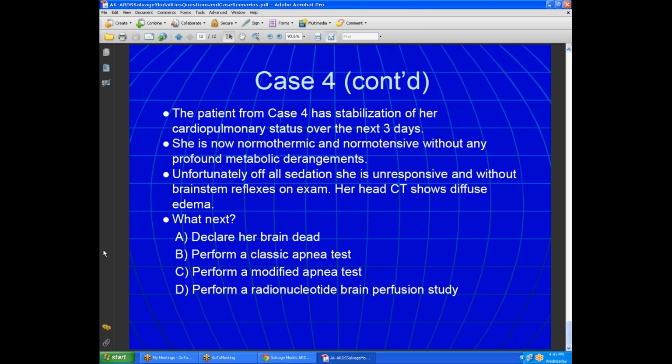Okay, so Parminder is saying a modified apnea test. And how are we going to do that? If we do the usual thing, her CO2 will not rise because she's on ECMO, she has a circuit. So you will have to turn the sweep to 0. Okay. So she's not clearing CO2, but she's oxygenating. And then we will do the apnea test.